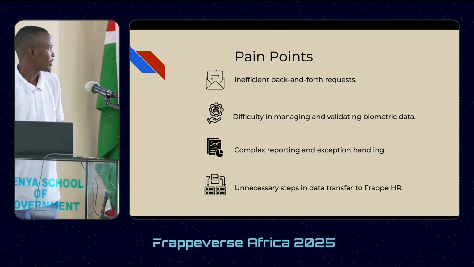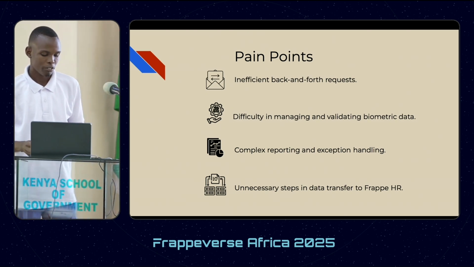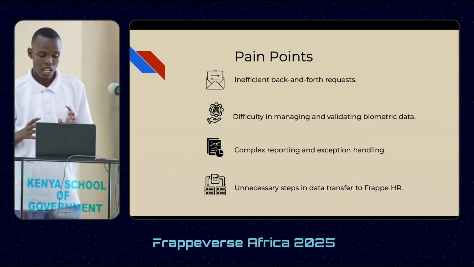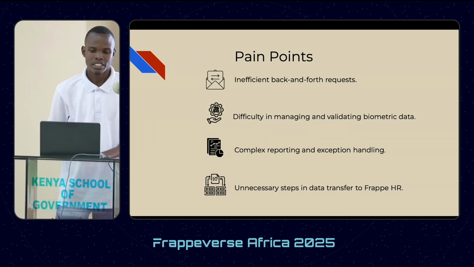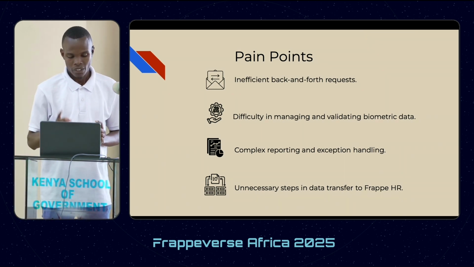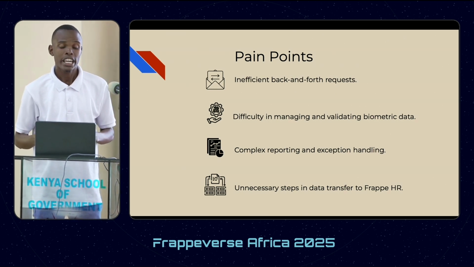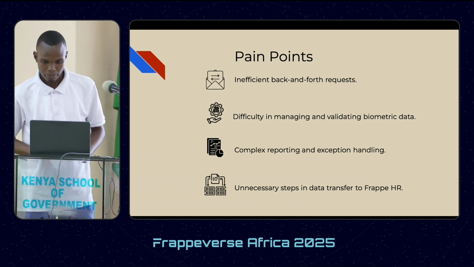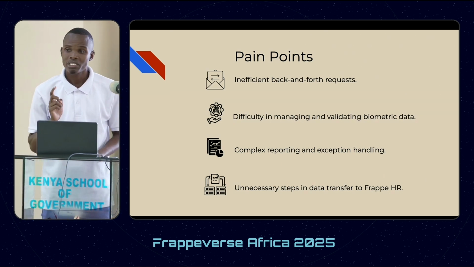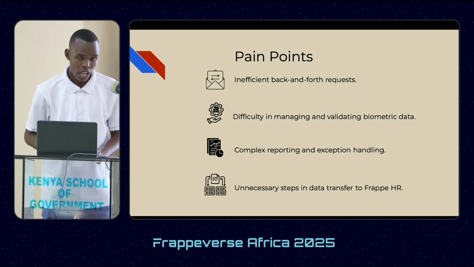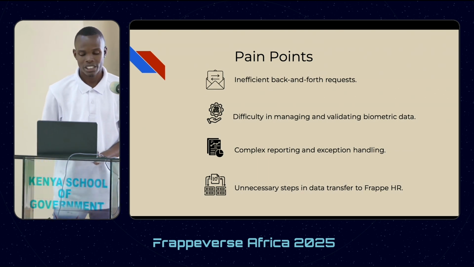The inefficient back and forth requests, as it previously involved many API requests to the biometric to fetch the data. Also, there is difficulty in managing and validating biometric data. This is basically in an instance where there is a large amount of data, which requires consistent accuracy and integrity, which when not handled well will lead to complexity in handling the data.